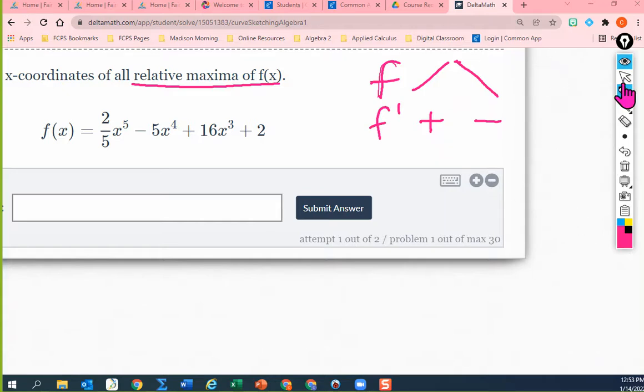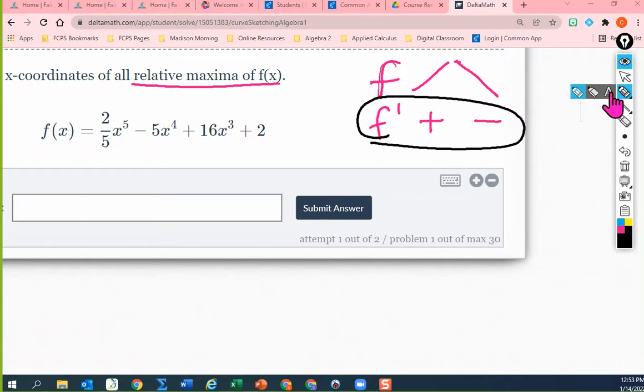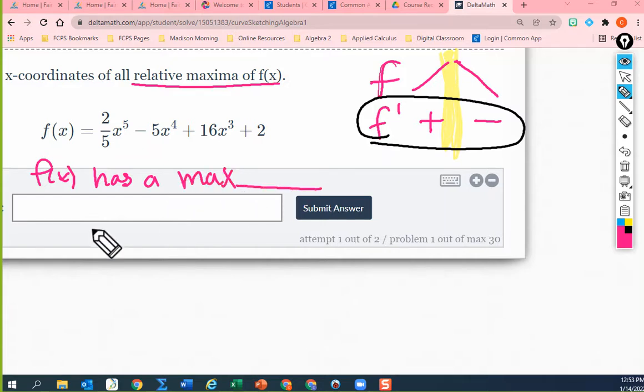Now I'm not going to write columns 3 or 4. In order to answer this, the only thing we can do is the pluses or minuses. That's the number line. So as I'm looking at this, I need to find the relative maximum. That is the middle, in between. It's a point. So I need to say f of x has a max at a particular spot because f prime goes from positive to negative.